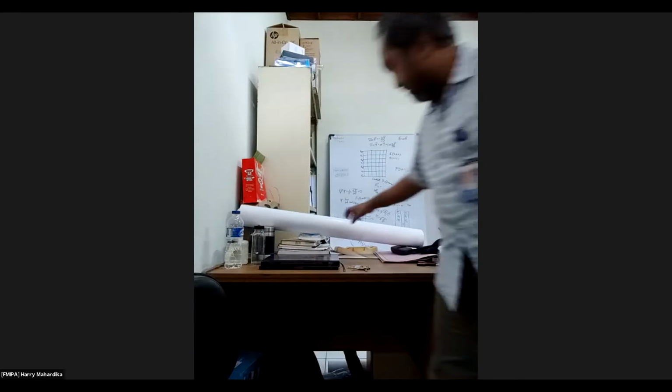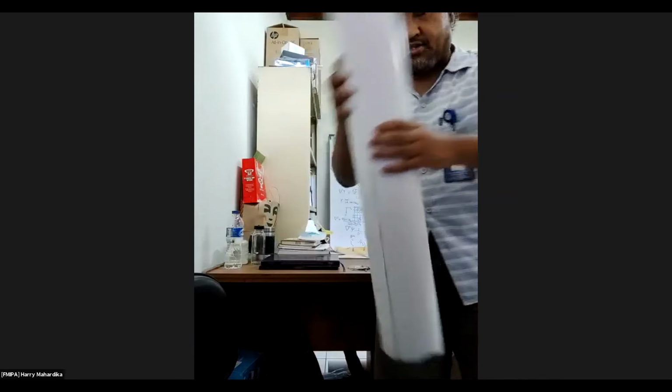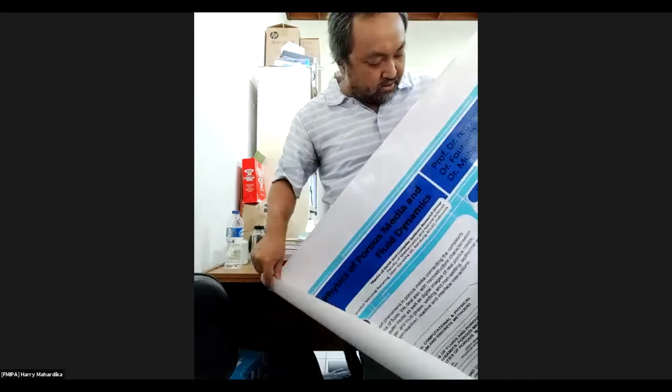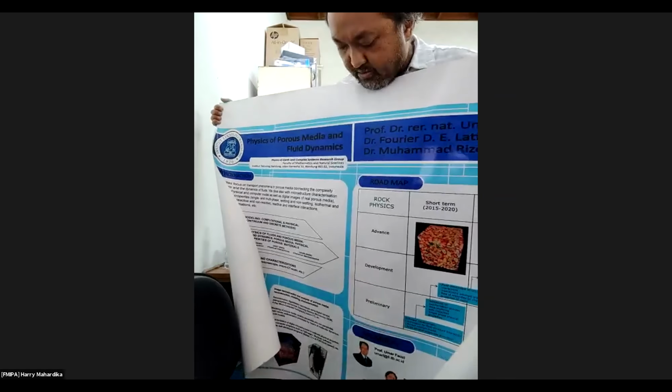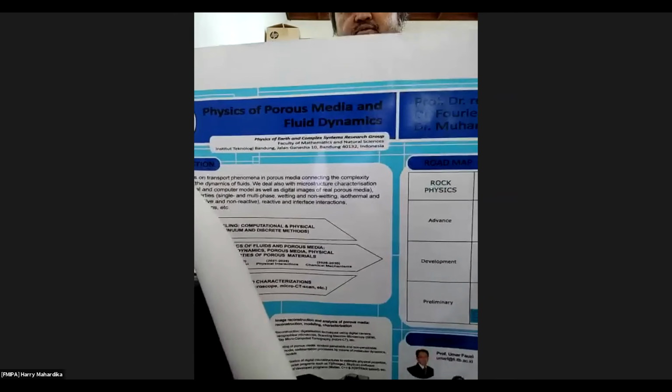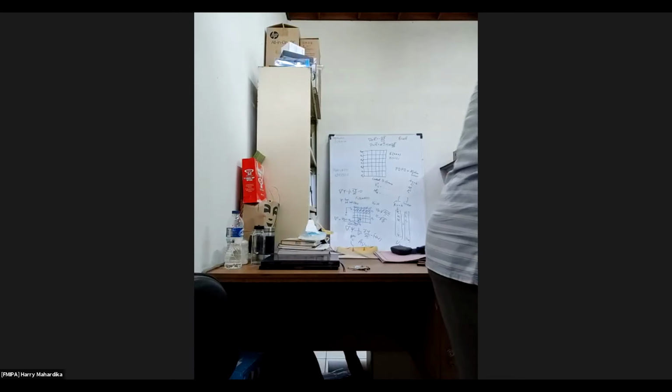Let me see if I have an A1. This is another poster promoting a research topic from rock physics and porous media. This is also an A0 size poster. But I'm going to show you a smaller poster that is printed in A1. If I'm not mistaken, this is A1. Yeah, I think this is A1.